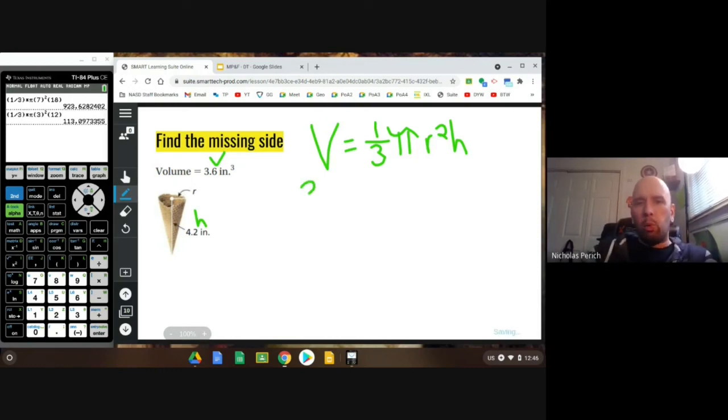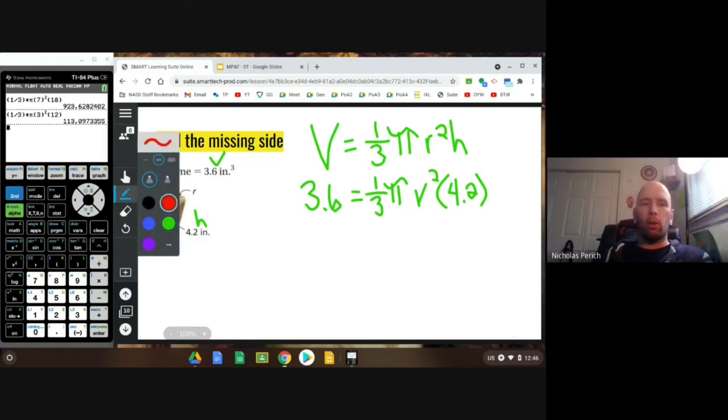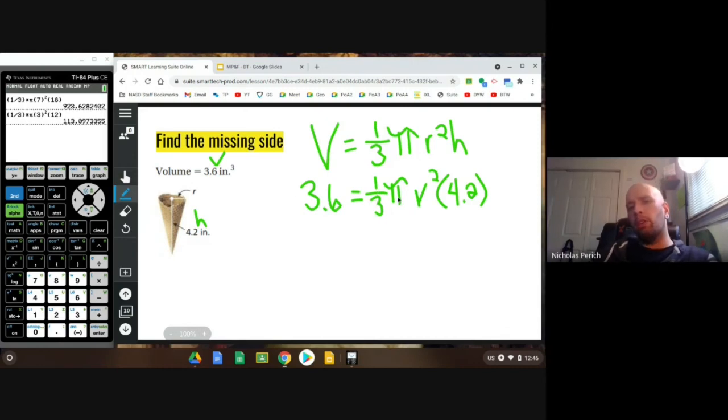So 3.6 equals 1/3 pi r squared 4.2. Now watch this little trick. We didn't do this the other day, but we could do it if we wanted to. And I'm going to do this from here on out because it's probably going to be easier. On the right side, I have a number times a letter squared times a number. I can multiply these three numbers together.